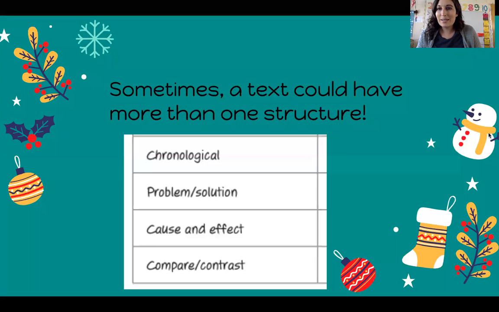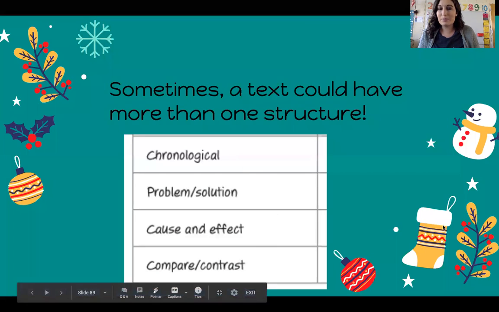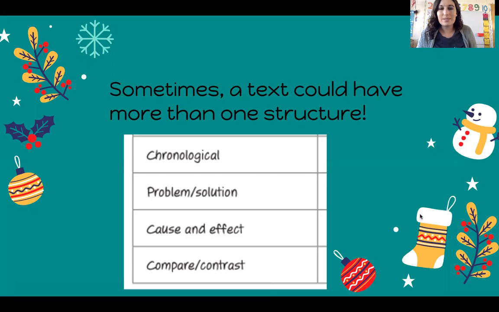However, before we begin, I just want to give you this little tidbit of information. Sometimes a text could have more than one structure. It may have two of these different types of structures. And that is your hint for this next reading. So think, do you see two different examples in the reading?